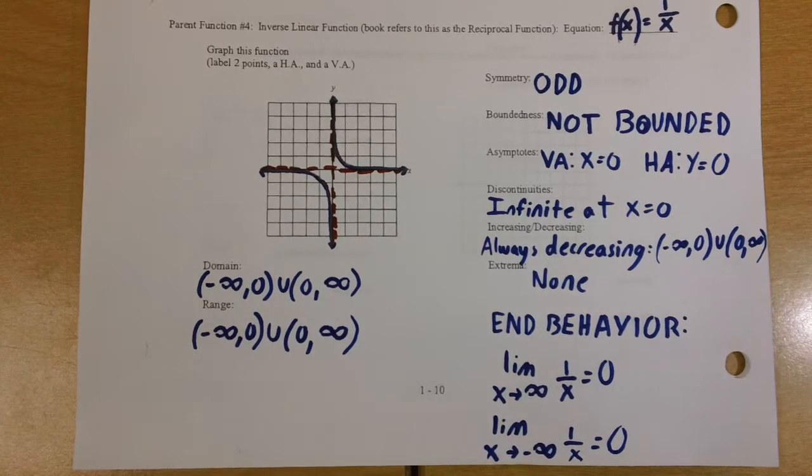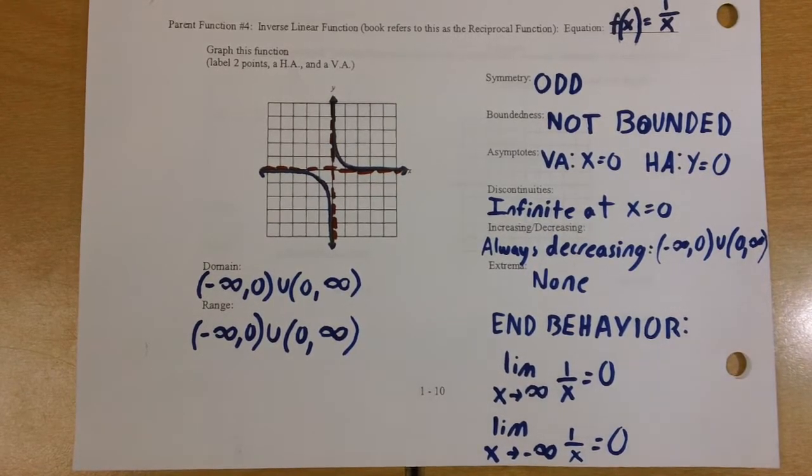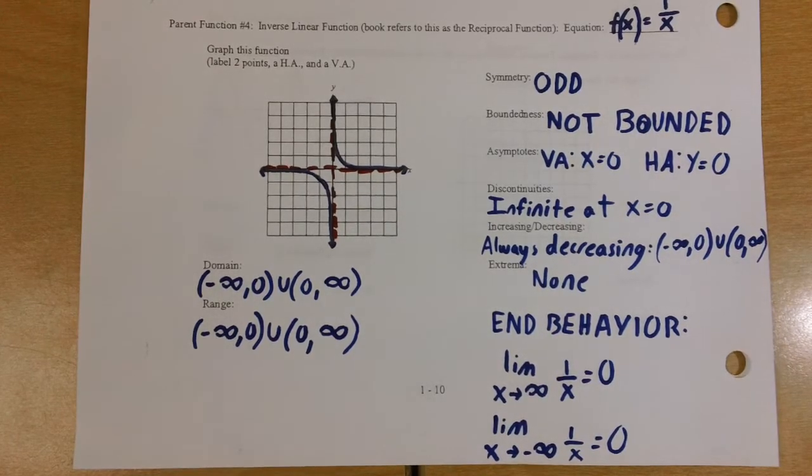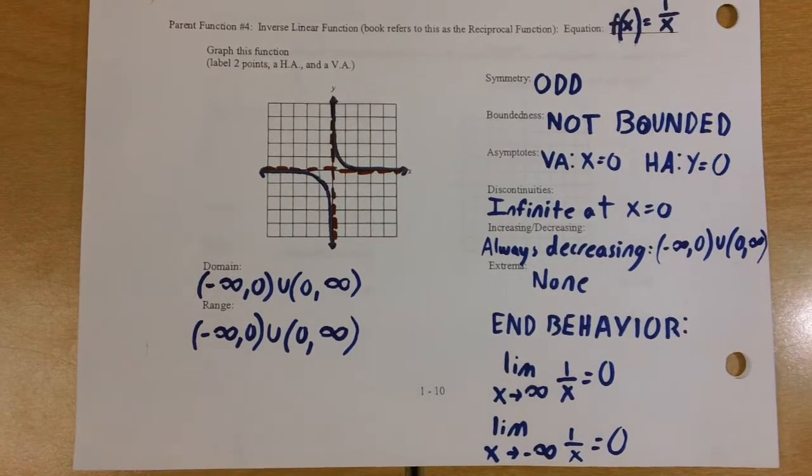Like the domain, the range is all y values from negative infinity up to, but not including 0, and all y values greater than 0 to infinity. The symmetry of our function is odd because f of negative x is equal to the opposite of f of x. The function is not bounded.